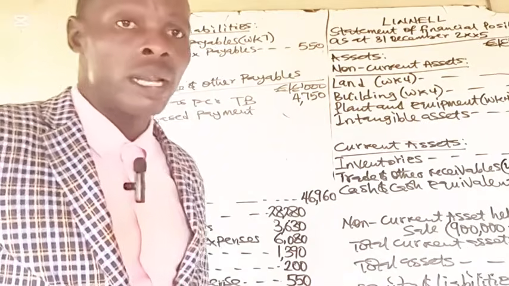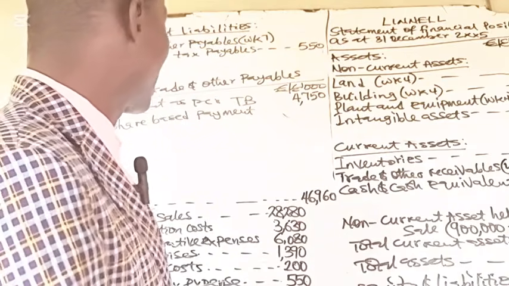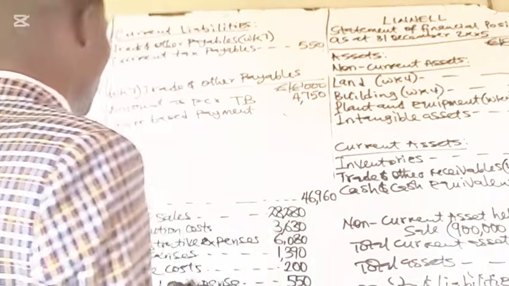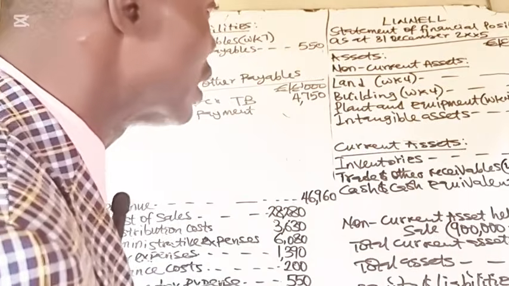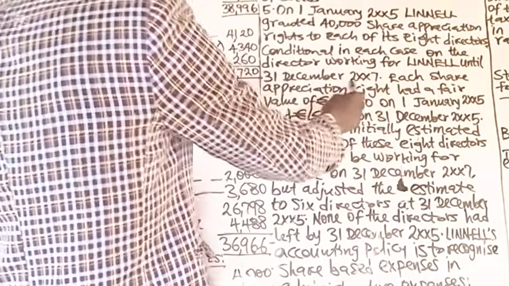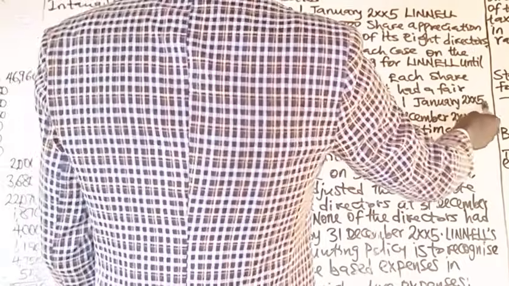Everything in accounting is usually done in line with the principles of double entry. The debit entry has been recognized as an expense, while the credit entry, which will be recognized as a liability, is what we want to show now. So remember the share-based payment that is given in note 5. On 1st of January 2005, Lease granted 40,000 share appreciation rights to each of its 8 directors, conditional in each case on the directors working for Lease until 31st December 2007. Each share appreciation right had a fair value of 5.40 on 1st of January 2005.